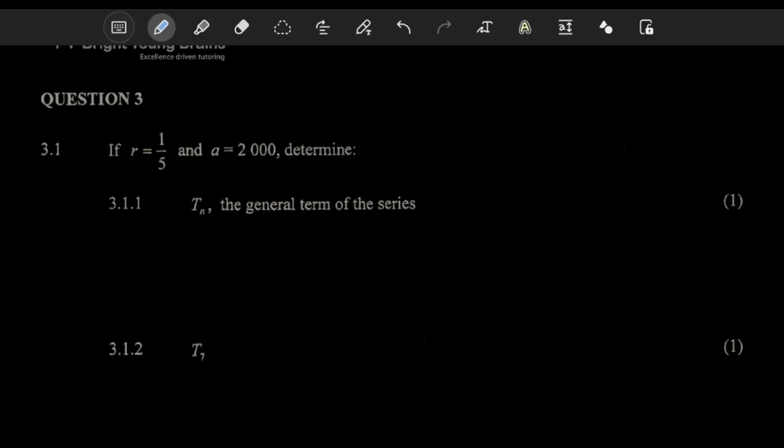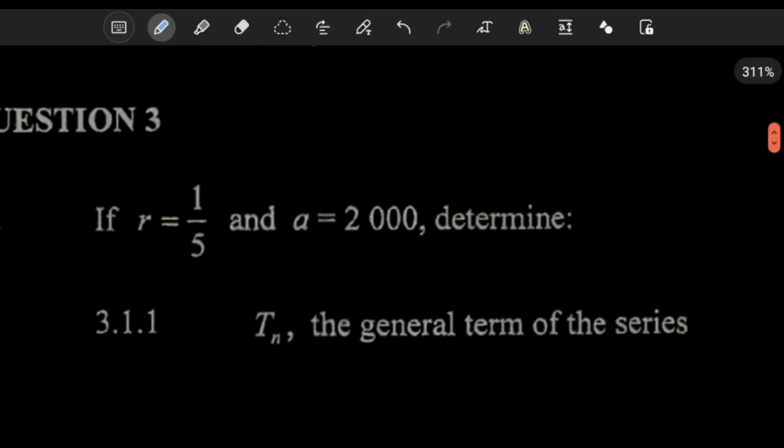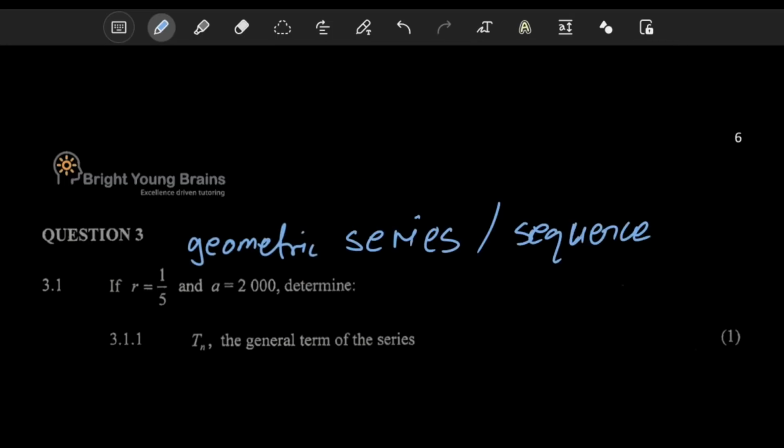But anyways, question 3 looks like it was pretty straightforward. 3 marks here, 1 mark, 1 mark. They've given us r and a. So obviously anytime they give you r and a, this is referring to a geometric series or geometric sequence.